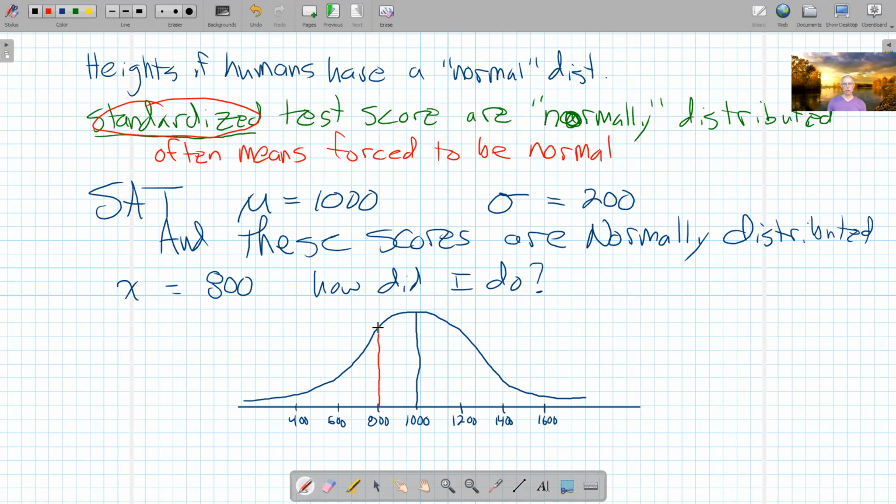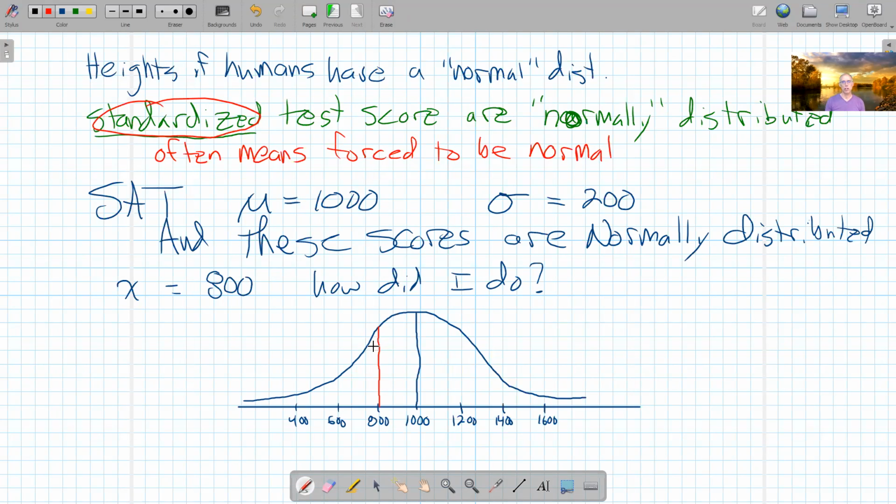Now, with a theoretical normal distribution, we can't find the probability of getting a particular score, but we can find the probability of getting a range of scores. The reason is there's supposedly infinitely many scores somebody can get. So one number out of infinitely many is a 0. So with a theoretical distribution, the probability of getting any one number is 0. So we have to look at ranges.